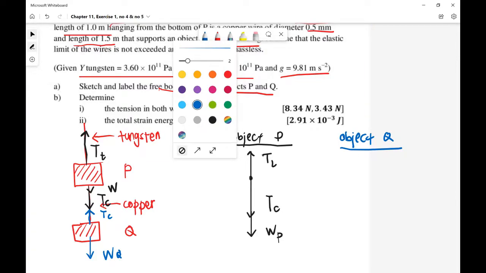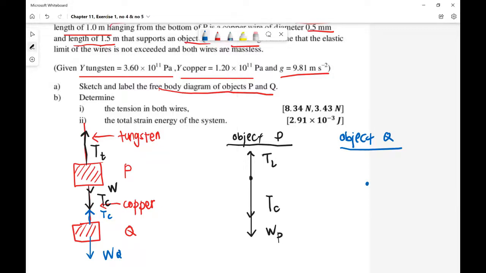Okay. So, sekarang kita dah boleh lukis free body diagram untuk objek Q. So, kat atas ni akan ada tension copper wire. And then kat bawah ni pula akan ada weight objek Q. Okay. So, dua-dua objek P dan Q ni adalah dalam keadaan in equilibrium. Okay. In equilibrium. Okay. So, kita boleh jawab soalan B part 1.